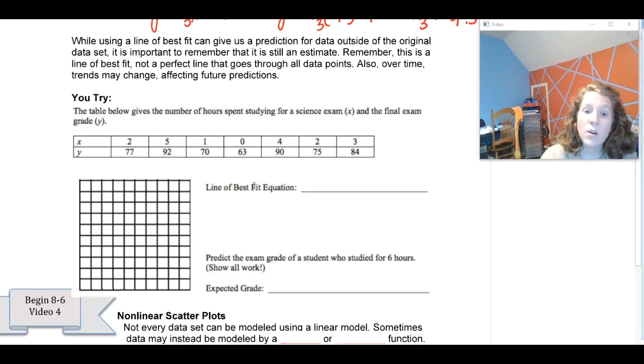All right. You guys go ahead and try. I would suggest on your x's here, counting by ones: 0, 1, 2, 3, 4, 5. Here, I would count by tens: 10, 20, 30, 40, 50, 60, 70, 80. Count by tens and just estimate.